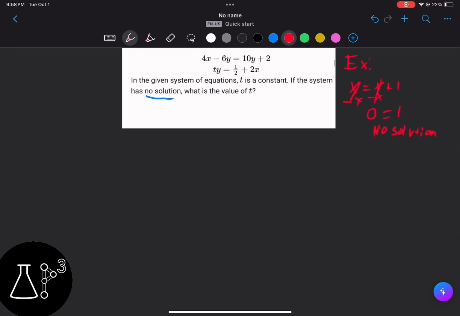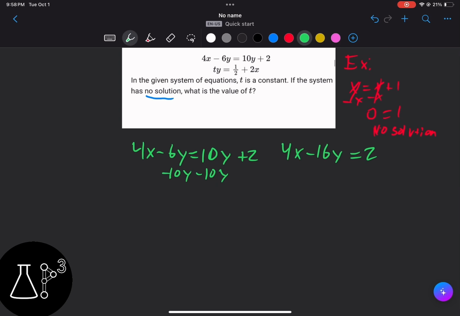We want both the x and the y values to cancel out, so we're left with 2, 6, 12, whatever number that doesn't have an x or a y value. So let's rewrite what we're given. We're given 4x minus 6y equals 10y plus 2. Let's move all the x and y values to the left side. So we subtract 10y on both sides, and then we're left with 4x minus 16y, which equals 2.